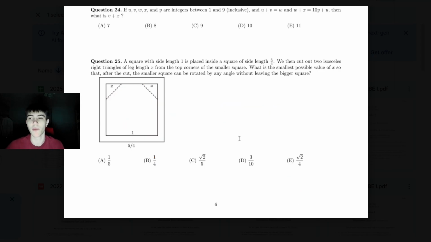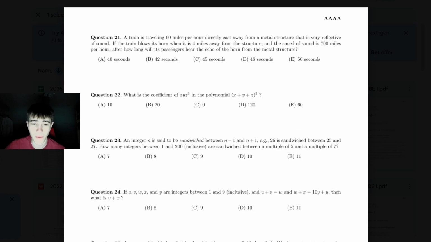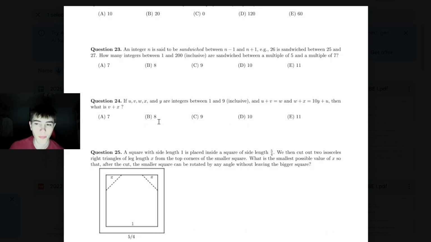Okay, so that wraps up the 2025 Fall Probe 1. This is kind of a tricky one. I would say this one was pretty hard. This one was a little bit tricky, but overall, a pretty doable test.